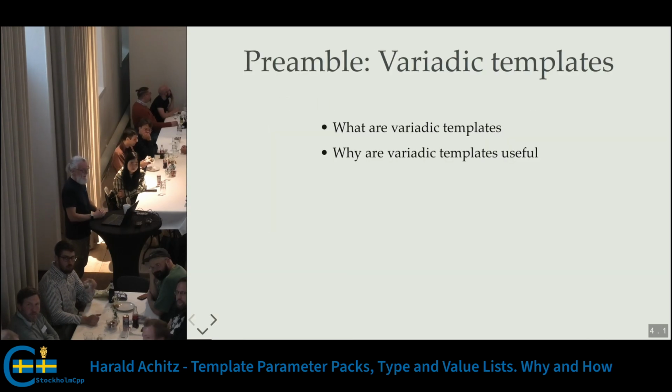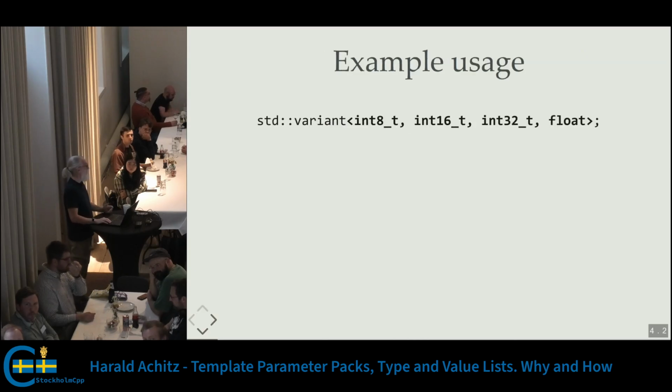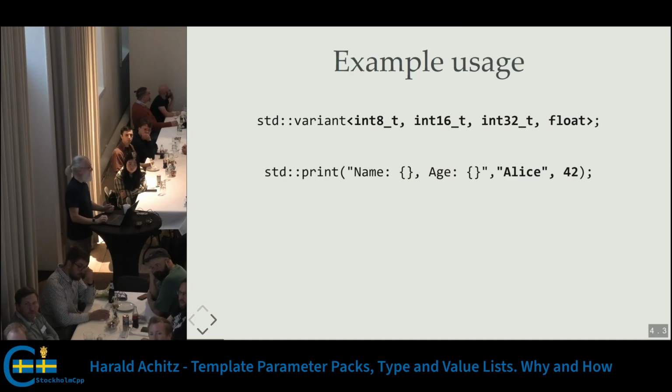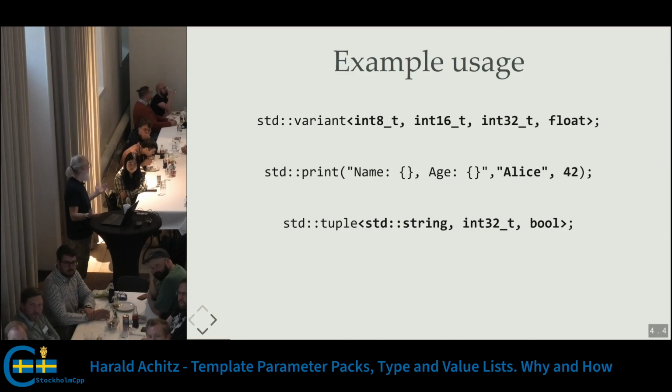So the preamble: variadic templates, what are they and why are they useful? And just to note what we're talking about, to bring us all to the same state, we know variant, so it can hold one of the values we specify. We know the print function, the new one, which is awesome, right? It takes the formatted string, and then however many arguments you need. Or we have the tuple, which is basically a list of types that creates a data structure for you on the fly.